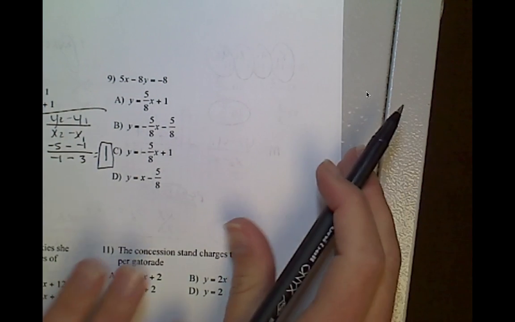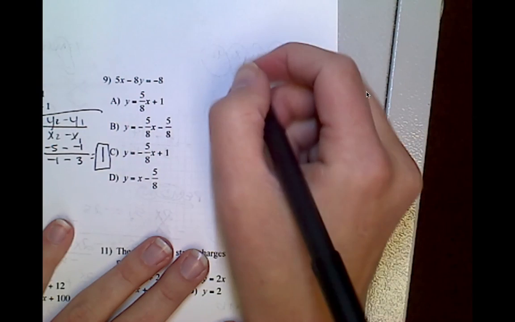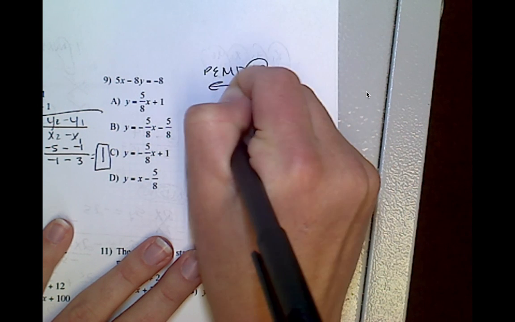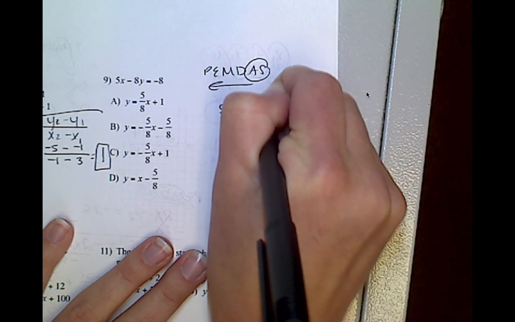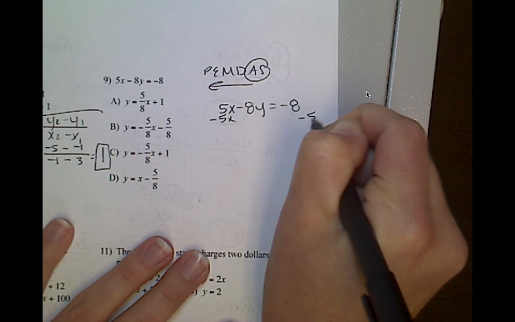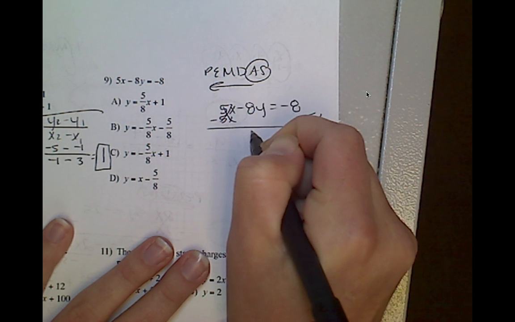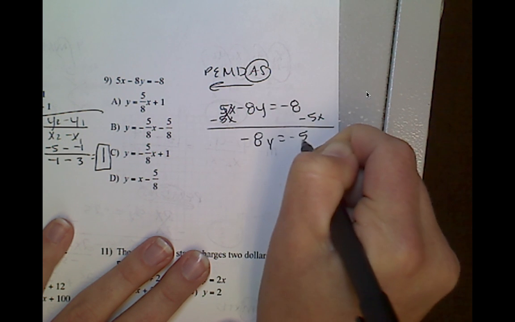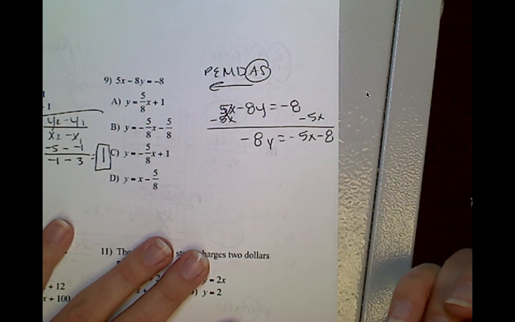Next one, we have to write this in slope-intercept form, so we basically need to solve for y. So always think of PEMDAS backwards. So 5x minus 8y equals -8. I'm going to start off by subtracting 5x from both sides, and I'm left with -8y equals -5x minus 8. They're not like terms, so I can't combine them.